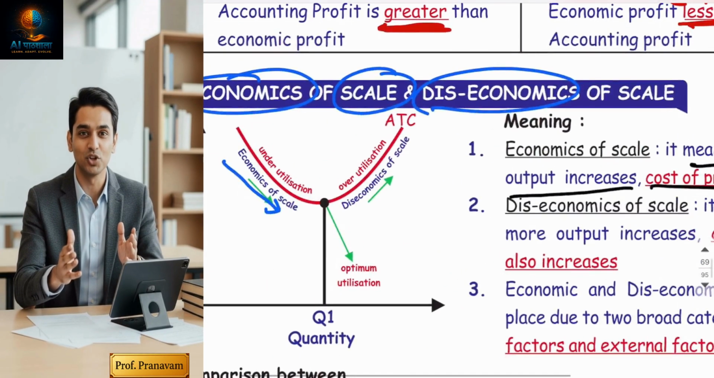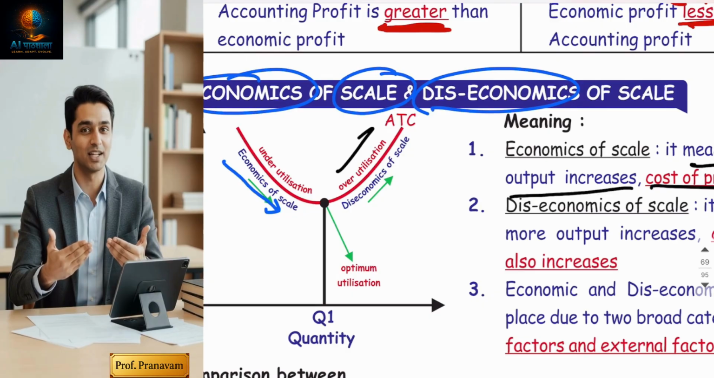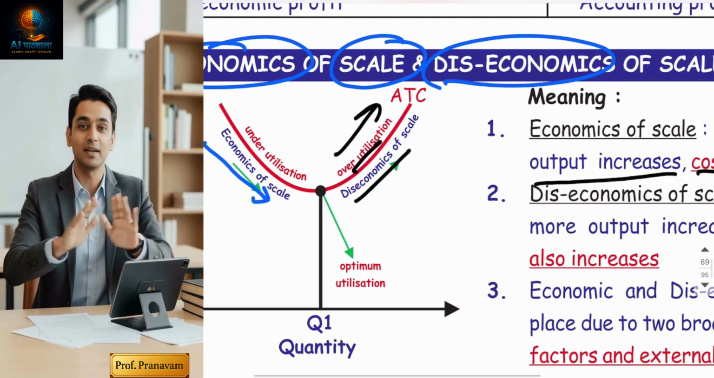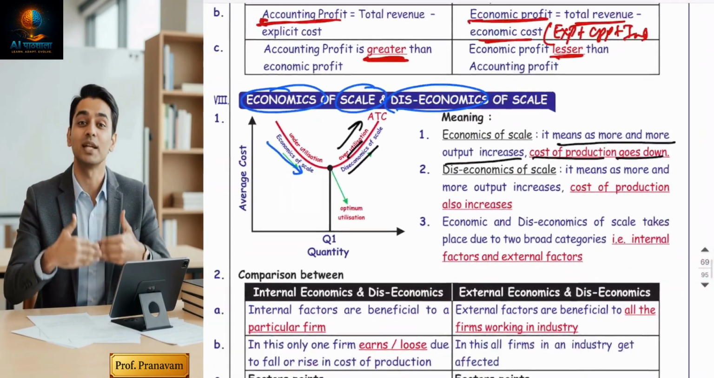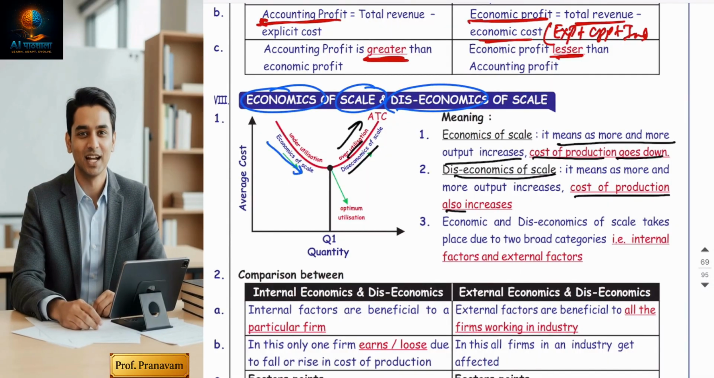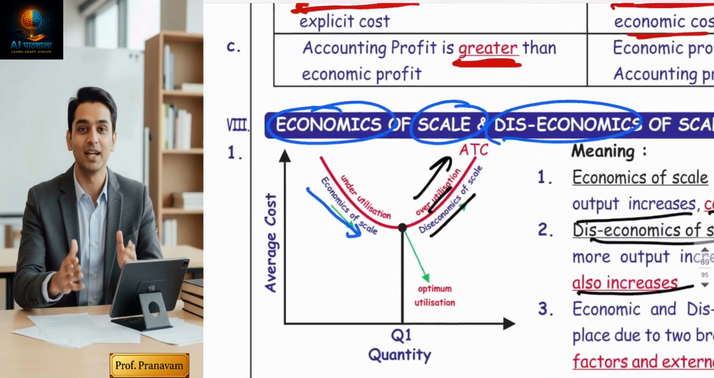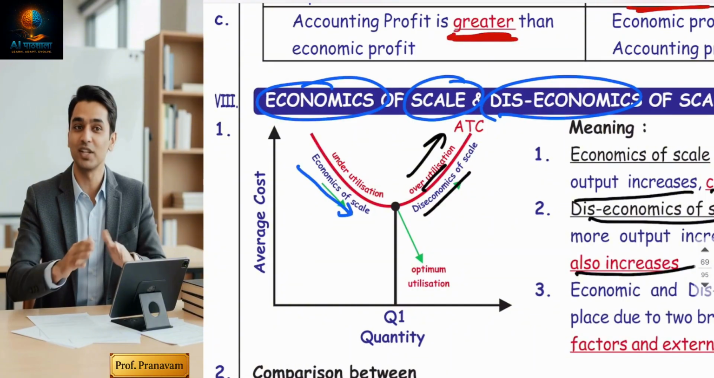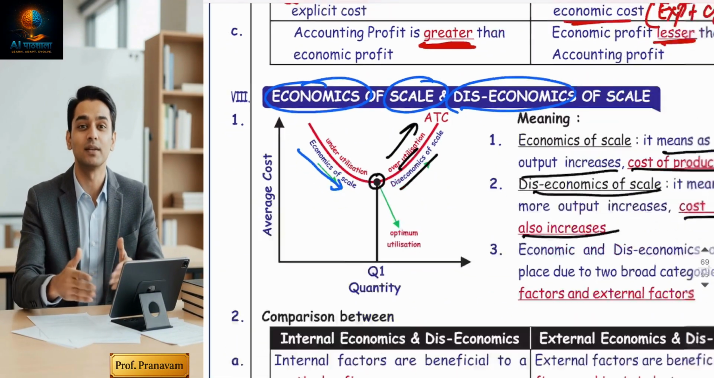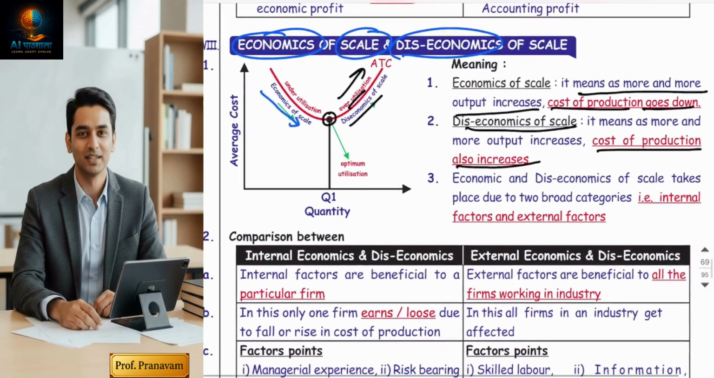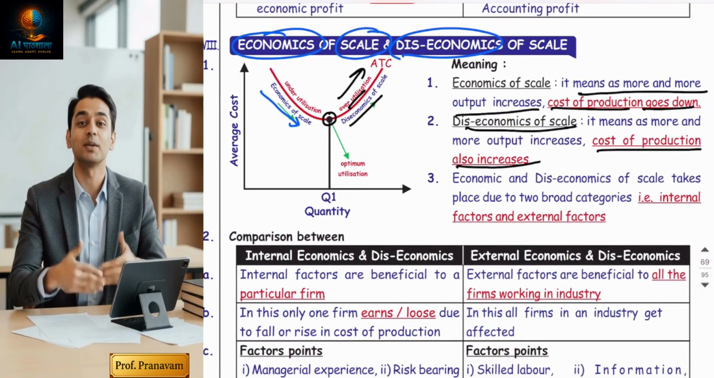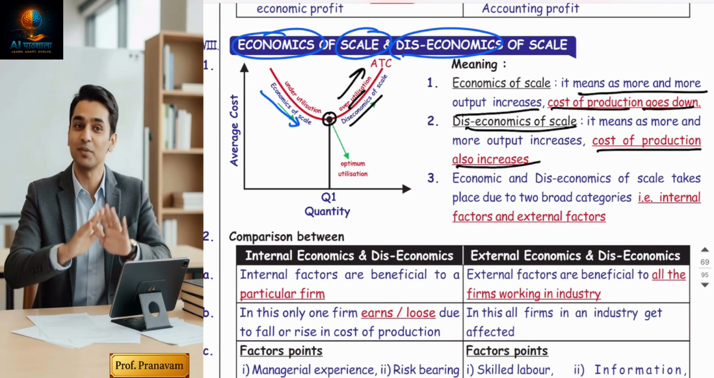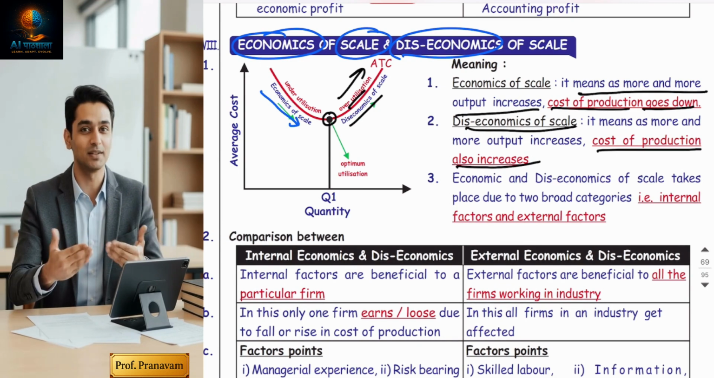Okay, and when more and more output is produced, if your cost is increasing, it's called overutilization. Overutilization is called diseconomies of scale. So in diseconomies of scale, your cost of production also increases. Now, neither underutilization is good nor overutilization is good. Always you should optimally utilize the resources. So now one more thing. Here economists have explained in detail why initially cost reduces and later cost increases.